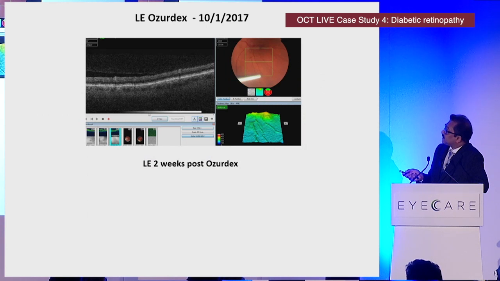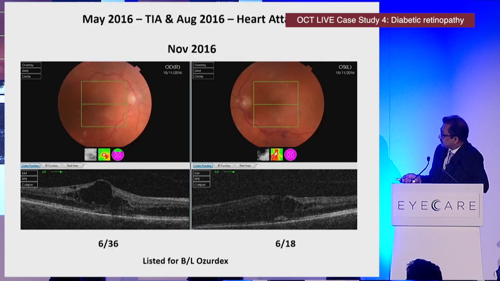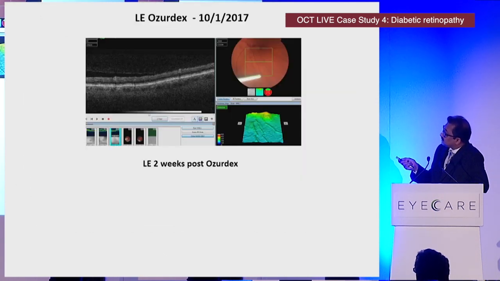We did the left eye Ozurdex on the 10th of January, and this is his left eye OCT scan. We'll see the live scan, how the Ozurdex behaves, and this is the scan we took 2 weeks ago when we did the Ozurdex. You could see the Ozurdex implant lying in the vitreous cavity.